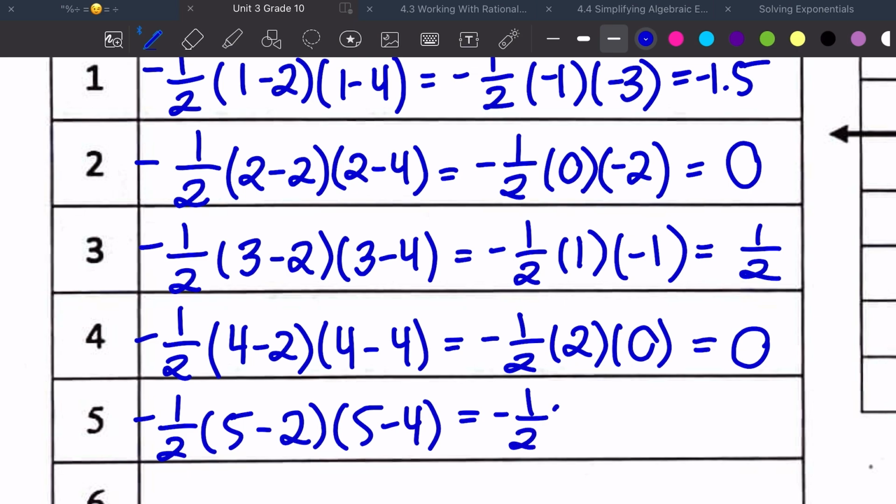5 minus 2, 5 minus 4. This is going to give me negative 1/2 times 5 minus 2, which is 3, and 5 minus 4, which is 1. So 3 and then divided by negative 2, same thing. This is going to be negative 1.5 again.